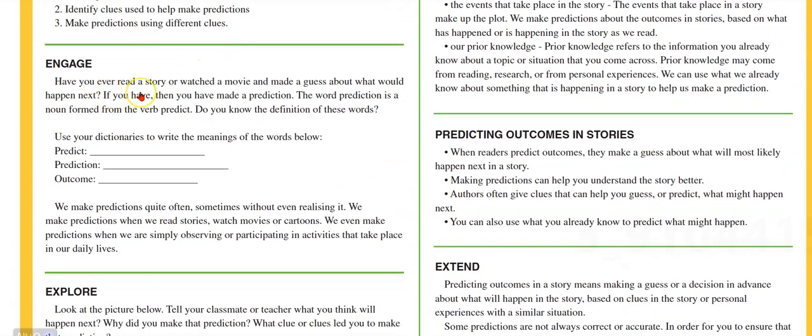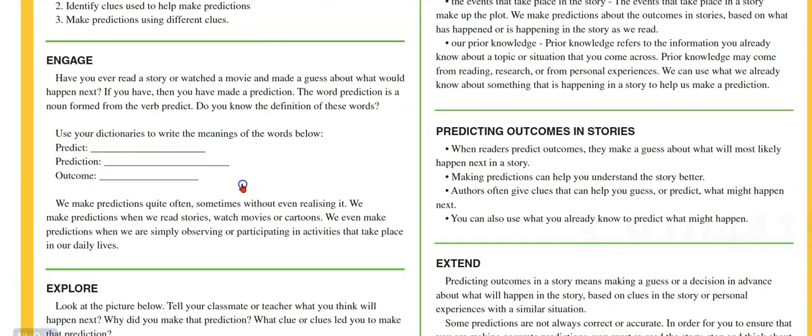Have you ever read a story or watched a movie and made a guess about what will happen next? If you have, then you have made a prediction. The word prediction is a noun formed from the verb predict. Do you know the definition of these words? Now, use your dictionaries to write the meanings of the words below. Predict, prediction, outcome.